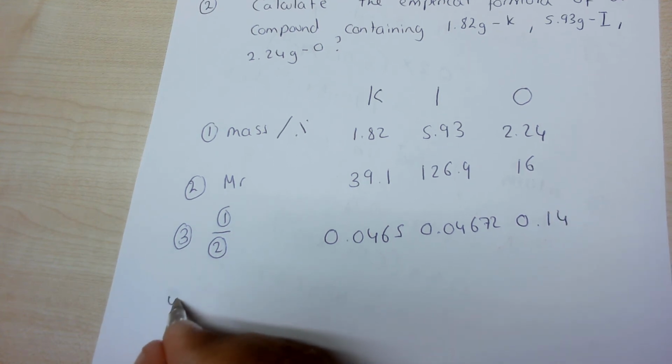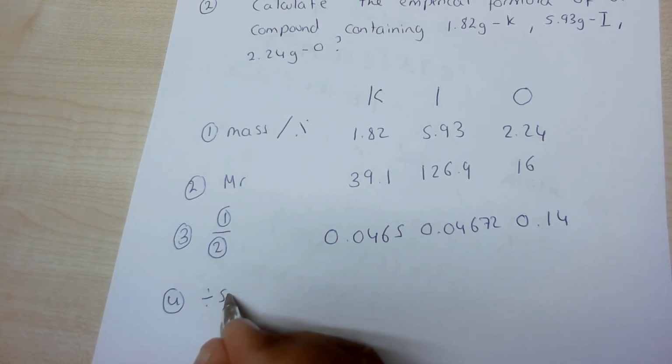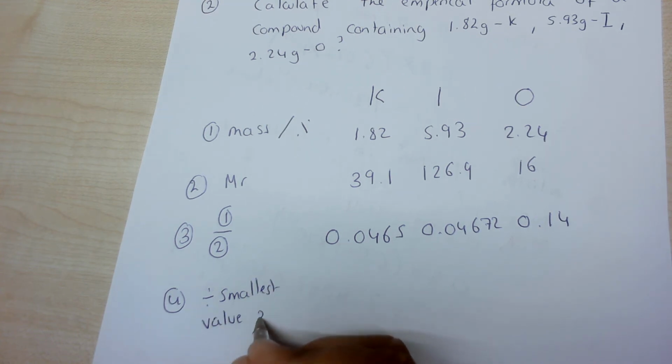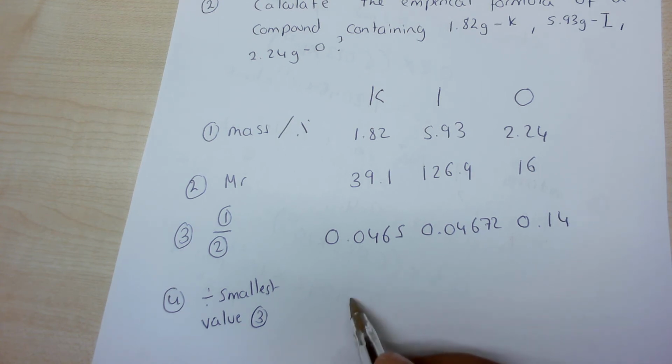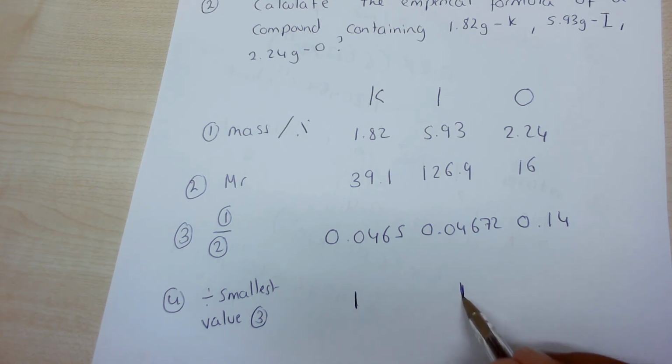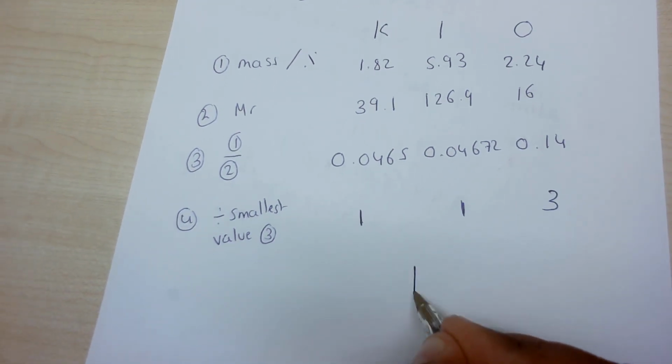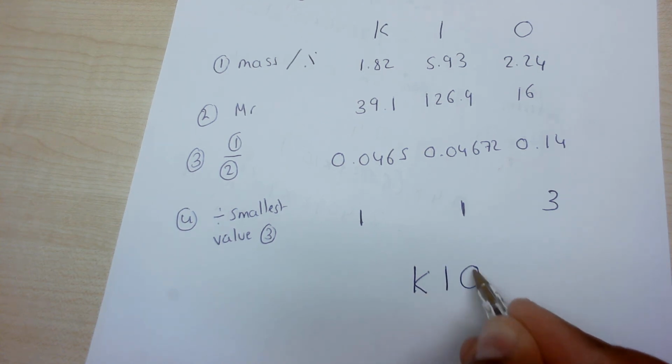Then to get the empirical formula, all I simply do is divide through by the smallest value in step number 3. So the smallest value in step number 3 is going to be the 0.046. So if I divide that by itself, it's 1 to 1. And if I do the 0.14, divide that by 0.04672, I'm going to get that to be 2.99, so we're going to get that to 3. So the final empirical formula ratio is going to be KIO3.